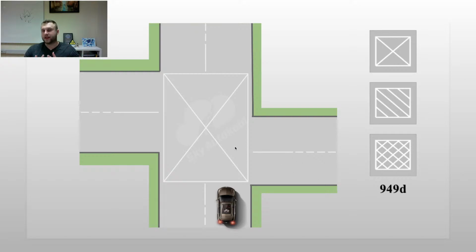So this marking is indicating the crossroad. You are passing the crossroad. So this is the crossroad. That's it.